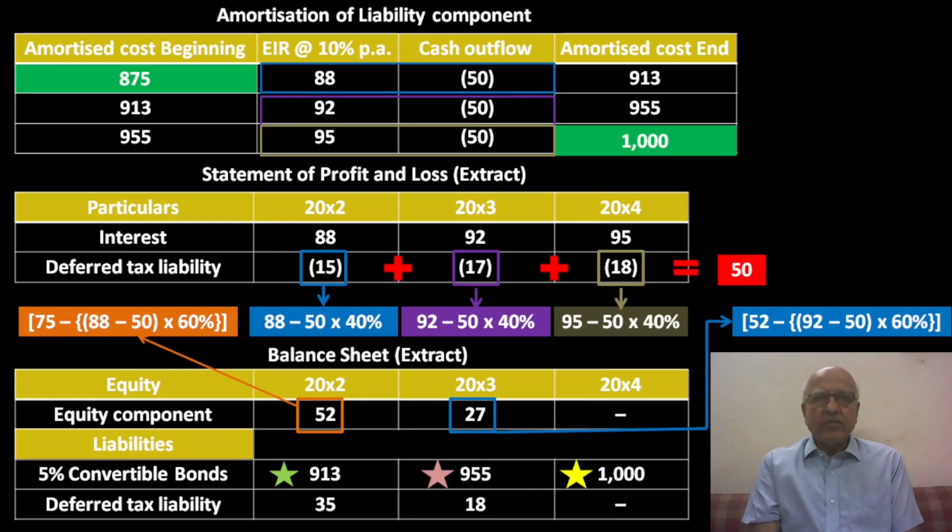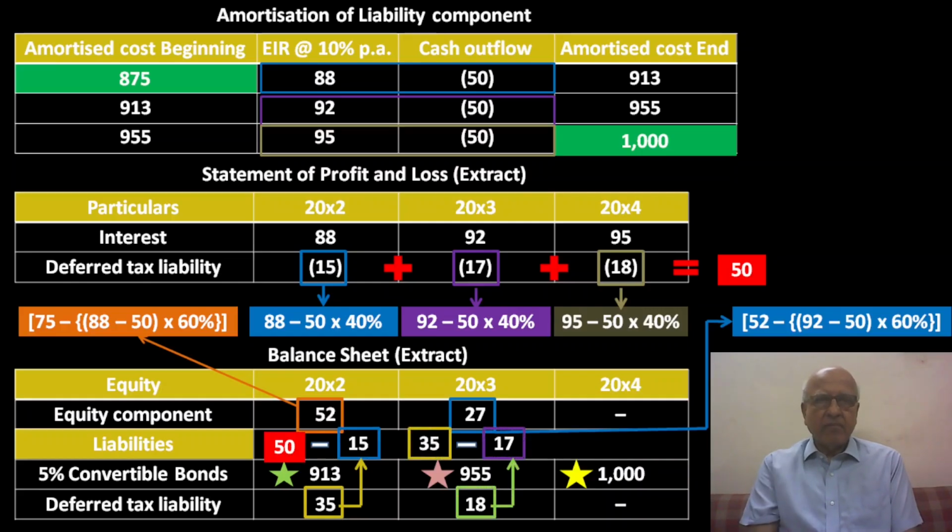Deferred tax liability, you see 50 is the opening balance, 15 is reversed in the first year. What is the balance? Balance is 35, 50 minus 15. Second year, 35 minus 17, 17 reversed, closing balance is 18. And in the last year, the entire amount is reversed.